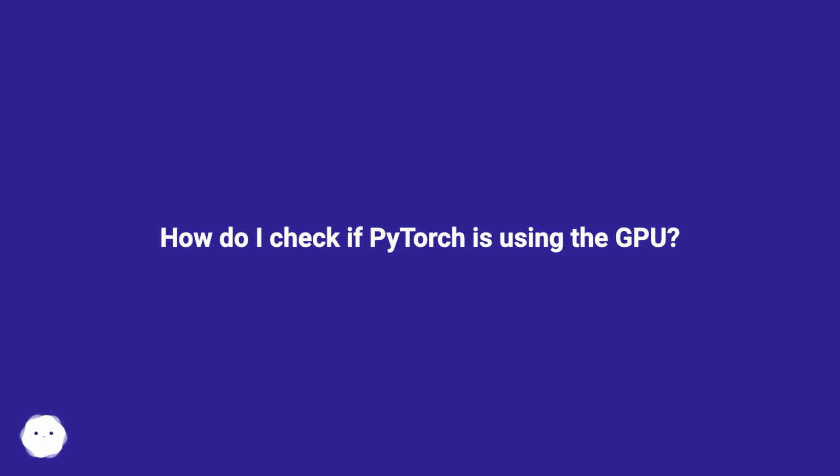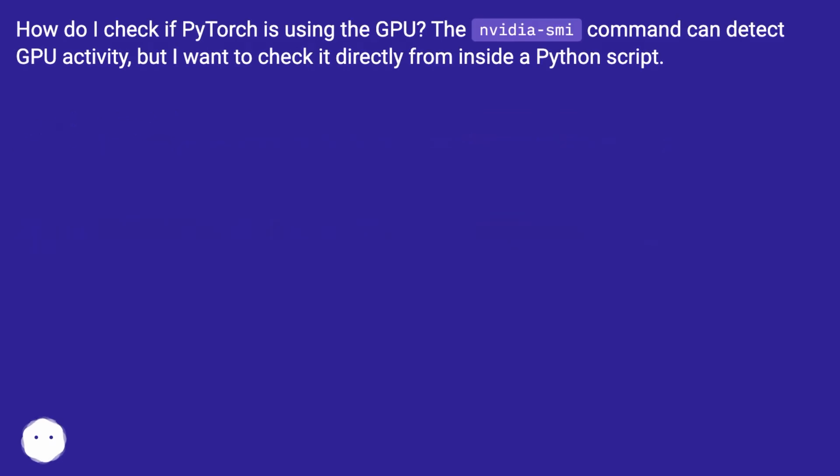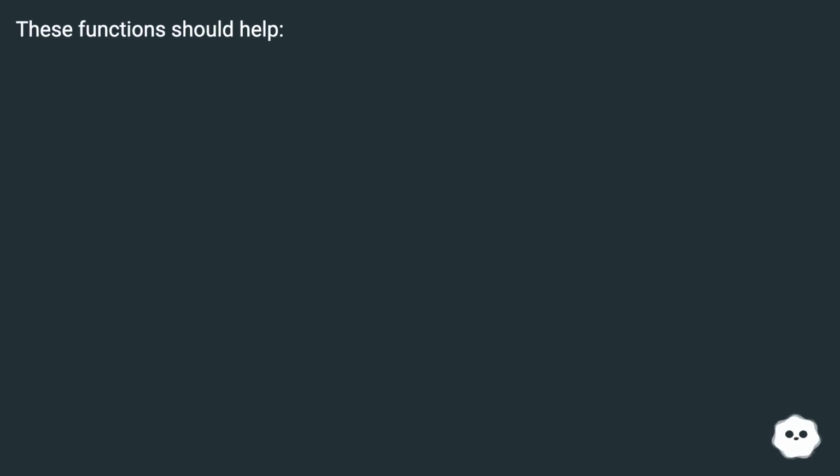How do I check if PyTorch is using the GPU? The nvidia-smi command can detect GPU activity, but I want to check it directly from inside a Python script. These functions should help.